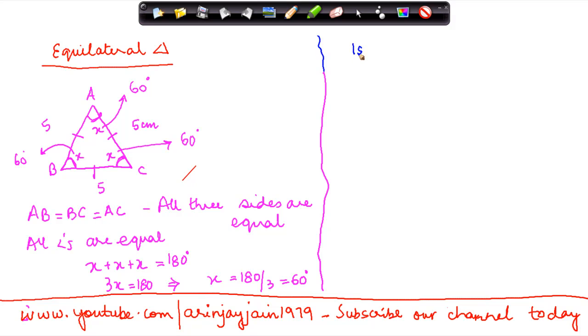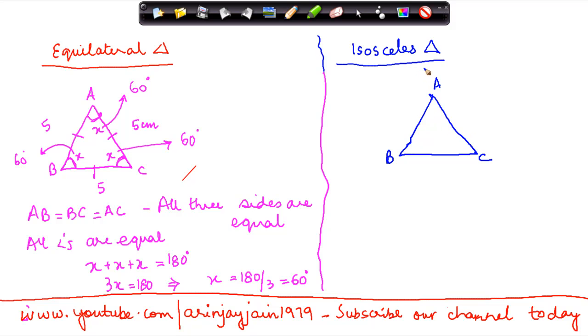Now the other category of triangle that we have is something which is called the isosceles triangle. Now we've seen the equilateral triangle. Now let's say we have a triangle, and in such a triangle, which is the isosceles triangle, two sides are equal. So you will have AB is equal to BC. If this is the case, then these triangles are called isosceles triangles.